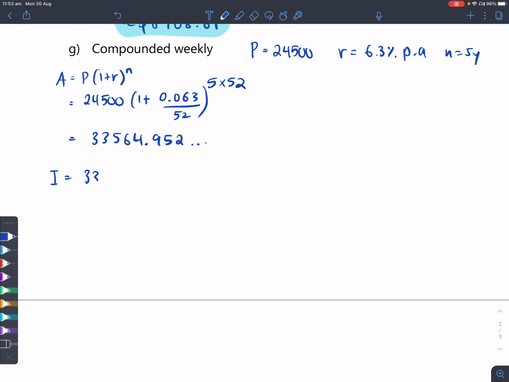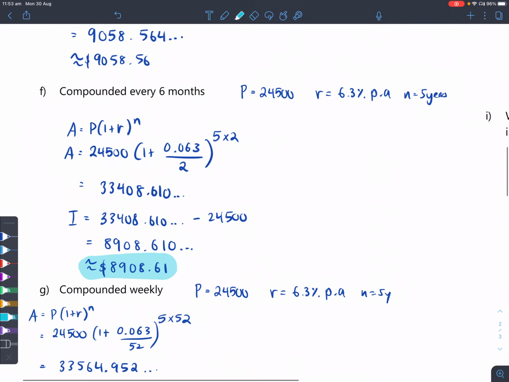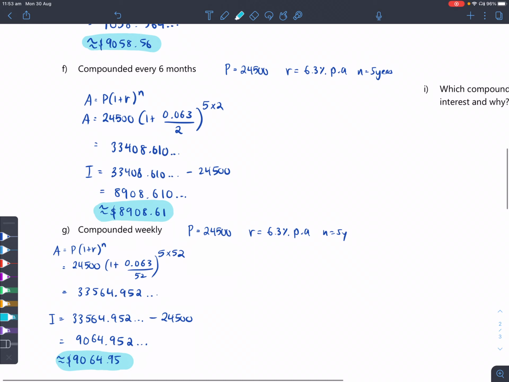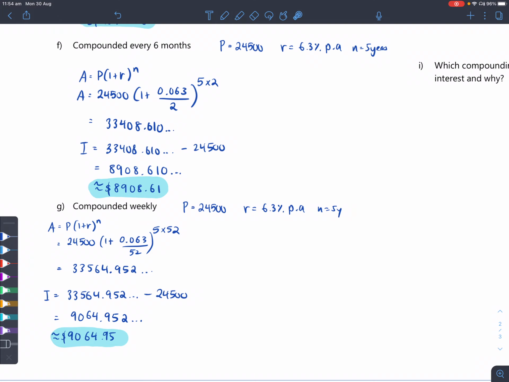Our interest is going to be 33,564.952, more numbers, subtracted by our principal in this case, which is 24,500. Now that will get us 9,064.952, and so on. And this rounds to 9064.95, two decimal places. Okay, so if we look at this amount and the fortnightly amount, if you compare those two values, you can see that the weekly one is slightly higher.